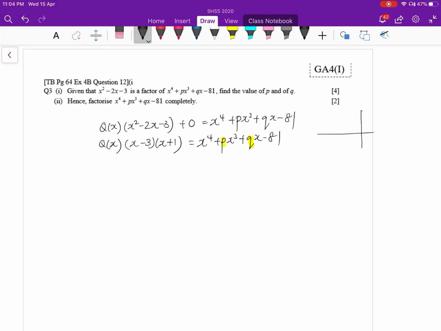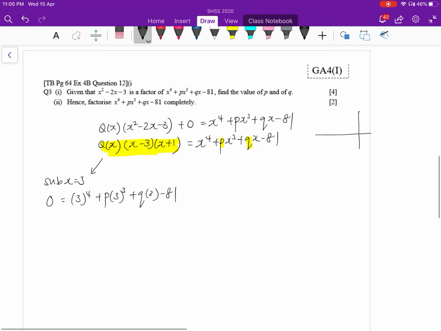So let's do smart substitution. The first smart substitution I can do is I'm going to substitute x equals 3. Why? When I substitute x equals 3, 3 minus 3 is 0. 0 times the entire expression here will give you 0. So it will be 0 on the left side equals 3 to the power 4 plus p times 3 cubed plus q times 3 minus 81. I'm going to simplify this.